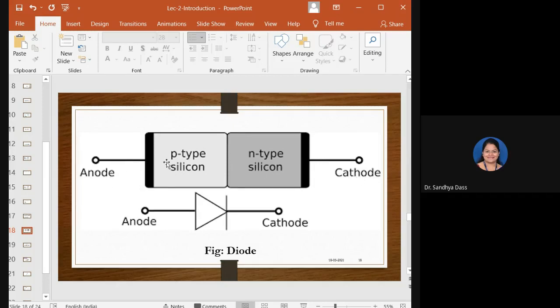The terminal towards the p-type material is called the anode, and the terminal towards the n-type material is called the cathode. And the symbol of the diode is shown like this because of the direction of the current, which will be in only one direction. So current will flow from anode to cathode always. That's why this arrow indicates the unidirection of the current in the device called a diode, right?